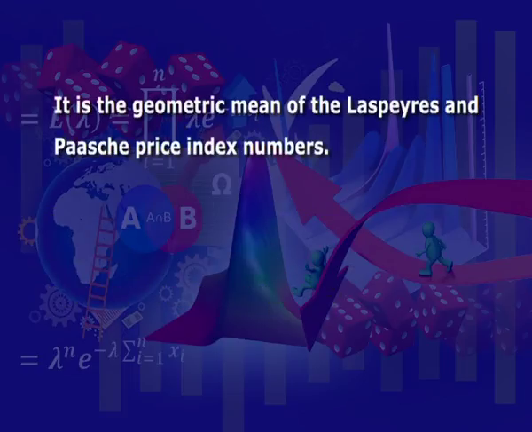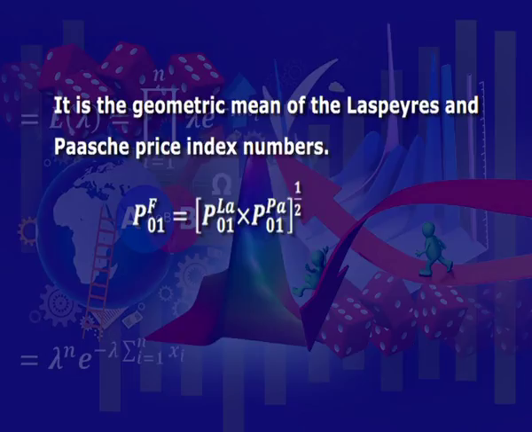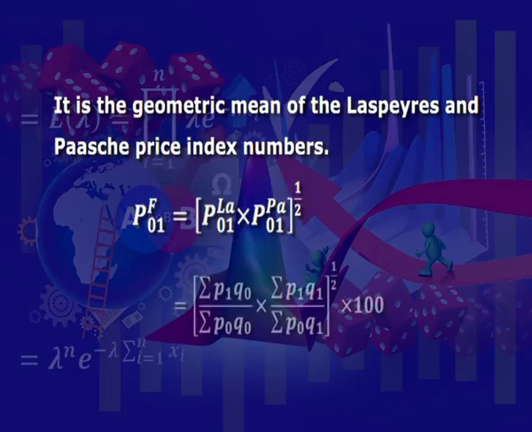It is the geometric mean of the Laspeyres and Paasche price index numbers. It is given by P01 F equal to square root of P01 LA into P01 PA, that is square root of summation P1 Q0 divided by summation P0 Q0 multiplied by summation P1 Q1 divided by summation P0 Q1, whole multiplied by 100.